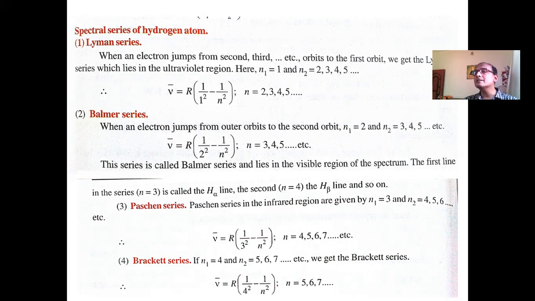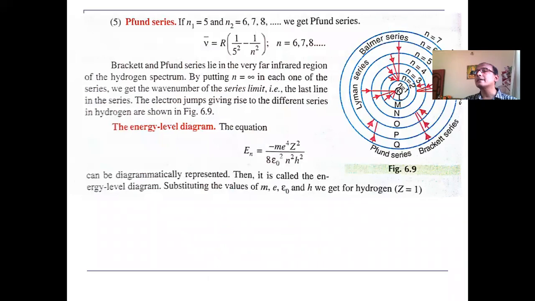For the Balmer series, the electron jumps from the outer orbit to the second orbit: from third to second, fourth to second, fifth to second, and so on. So depending upon the jumping of the electron from the successive second, third, fourth and fifth orbits, there are different series: the Lyman series, Balmer series, Paschen series, Brackett series, Pfund series, and so on.